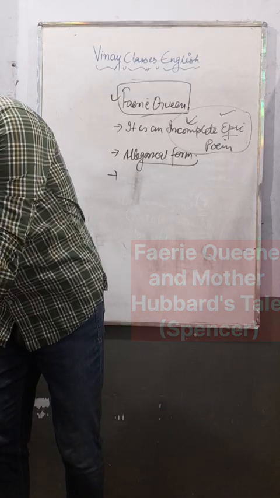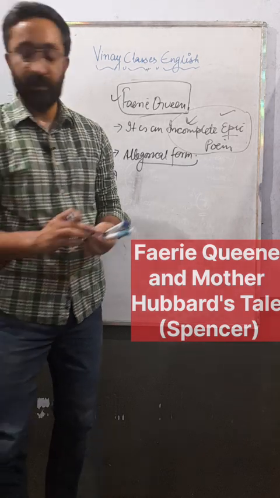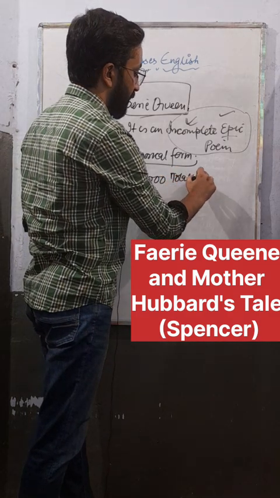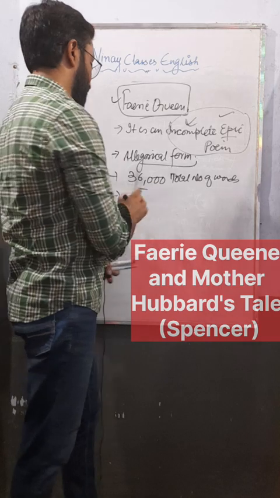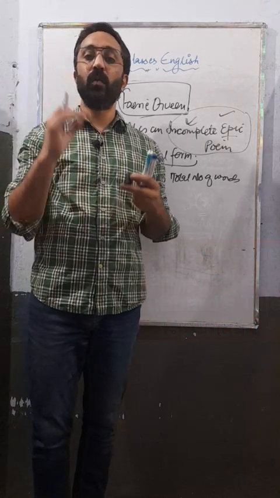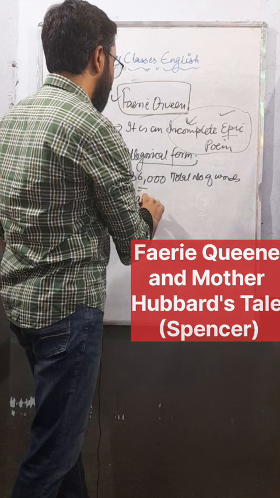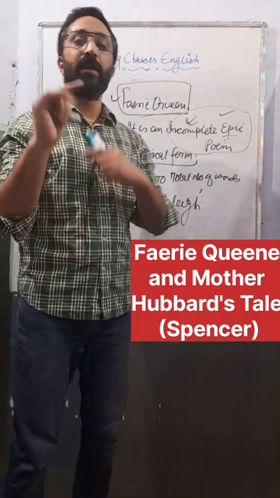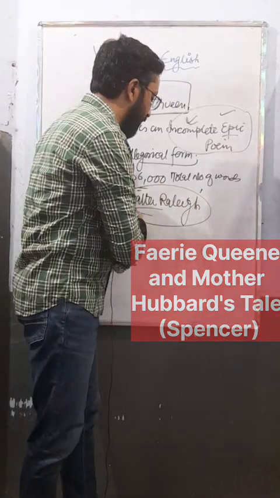The next important detail associated with Fairy Queen is that the total number of words is 36,000. Okay. The introduction of Fairy Queen, I mean the preface written by Edmund Spenser, was for the first time in letter form sent to whom? It was sent to Walter Raleigh. Walter Raleigh is a writer to whom Edmund Spenser wrote the preface and sent it in letter form, okay?